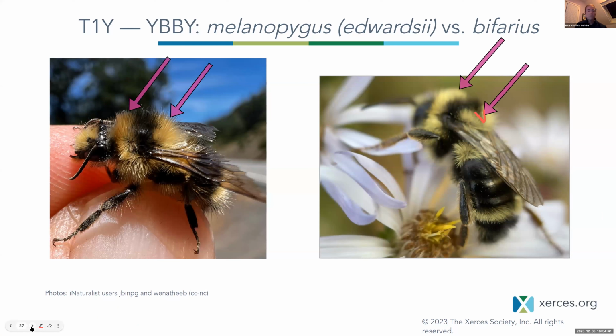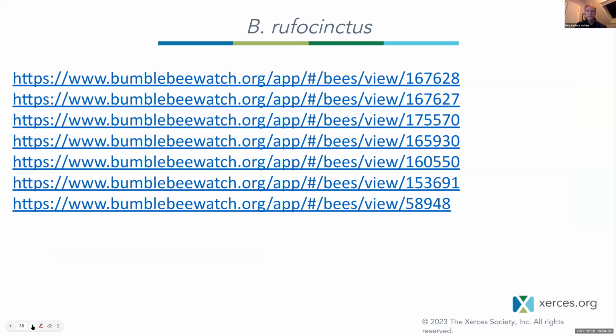Likewise, again, the further north, the more reliable this is. Sometimes there's some more black hairs mixed in at the front of the thorax for Bombus melanopygus, and that is something you can use. That will be less true in Bombus bifarius, although still true.